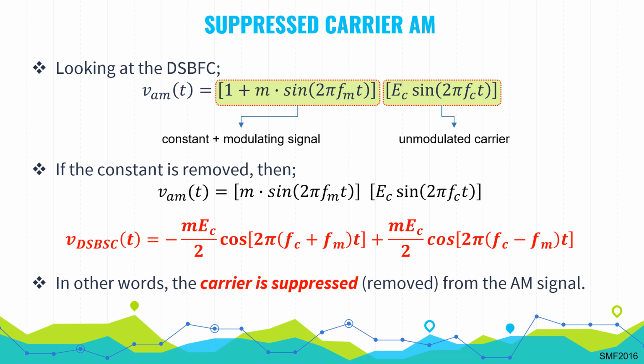Let's take a closer look at DSBFC, or double sideband full carrier. In DSBFC, the transmitted signal consists of a constant carrier and the modulating signal. If we remove the constant carrier, what happens? The carrier is suppressed, and we're left with the sidebands. Mathematically, this can be expressed as (E_c m/2) cosine of 2 pi times (f_c + f_m) times t plus (E_c m/2) cosine of 2 pi times (f_c - f_m) times t. In other words, the carrier is removed from the AM signal, leaving only the sidebands. This is the DSBSC.